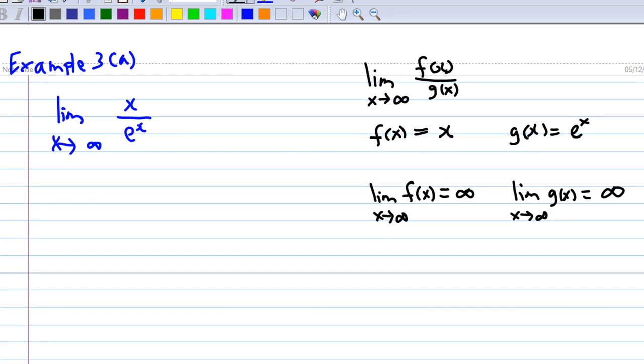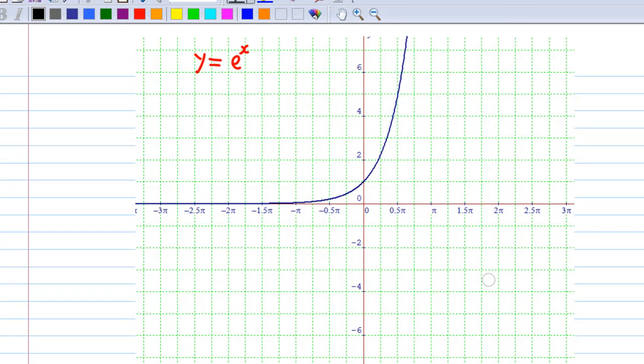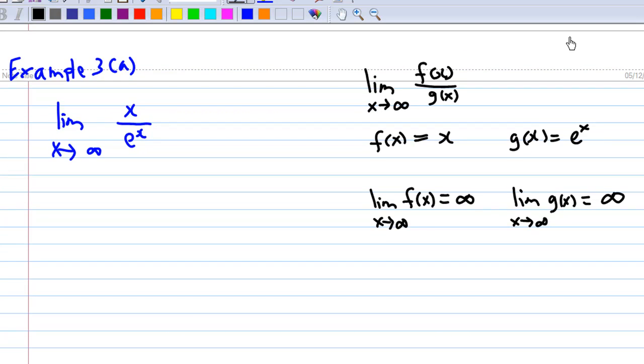You can see the graph of e to the power x if you have forgotten. This is the graph of e to the power x. When x goes to infinity, you will find that y goes to plus infinity. Therefore, we have the indeterminate form infinity over infinity. However, infinity over infinity is not necessarily 1.